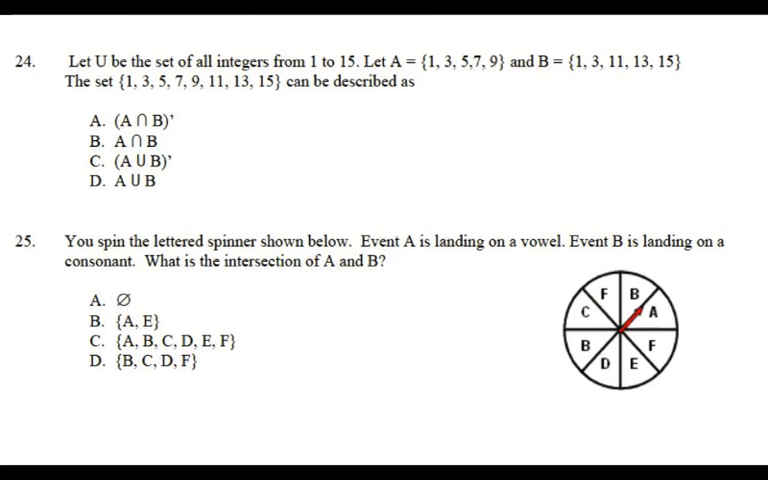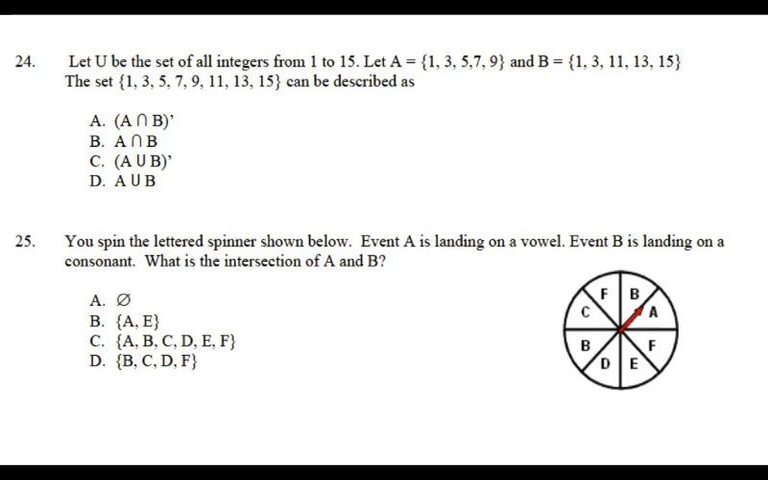Alright, so getting to probability. Let U be the set of all integers from 1 through 15. So there's your universal set. A is 1, 3, 5, 7, 9. B is 1, 3, 11, 13, and 15. The set 1, 3, 5, 7, 9, 11, 13, and 15 can be described as one of these.